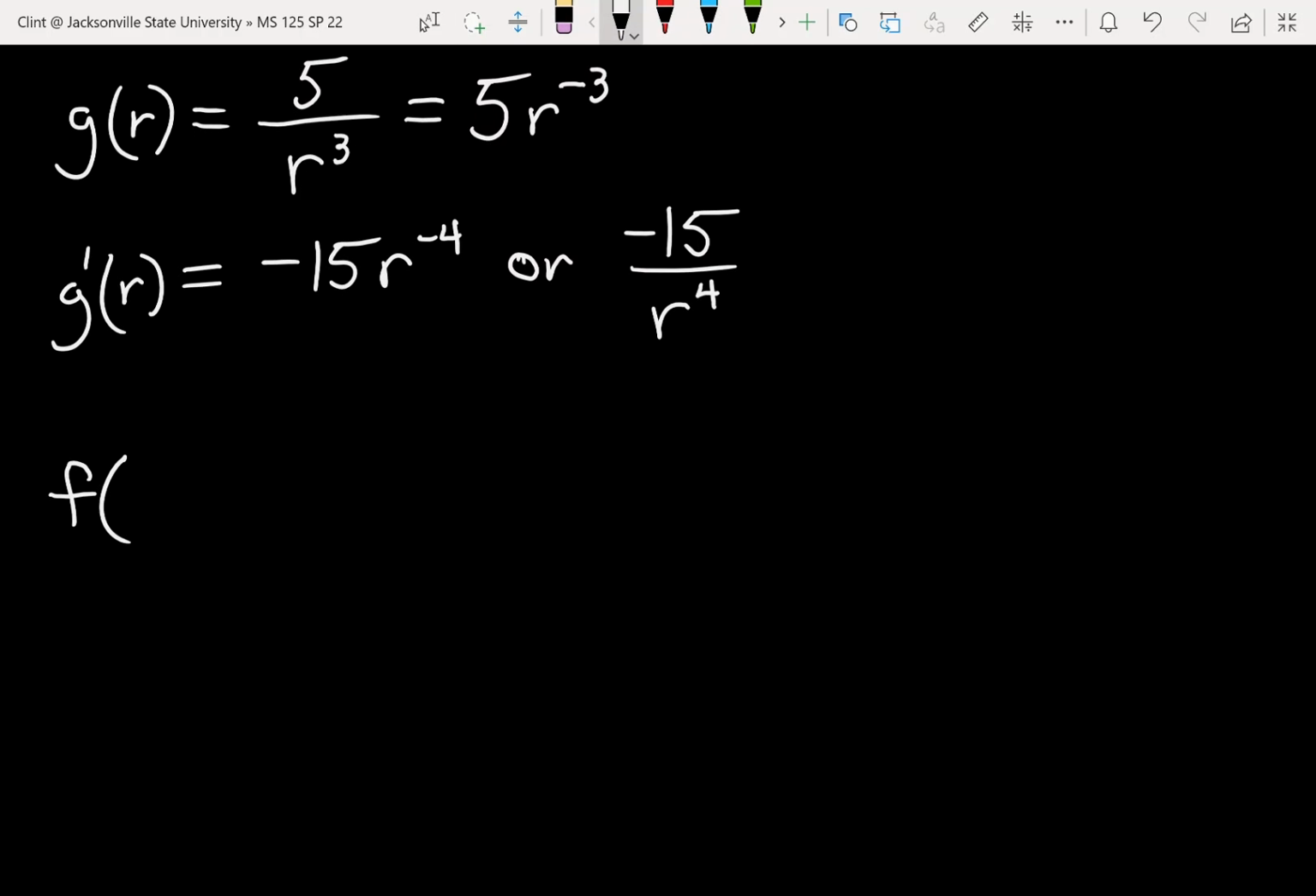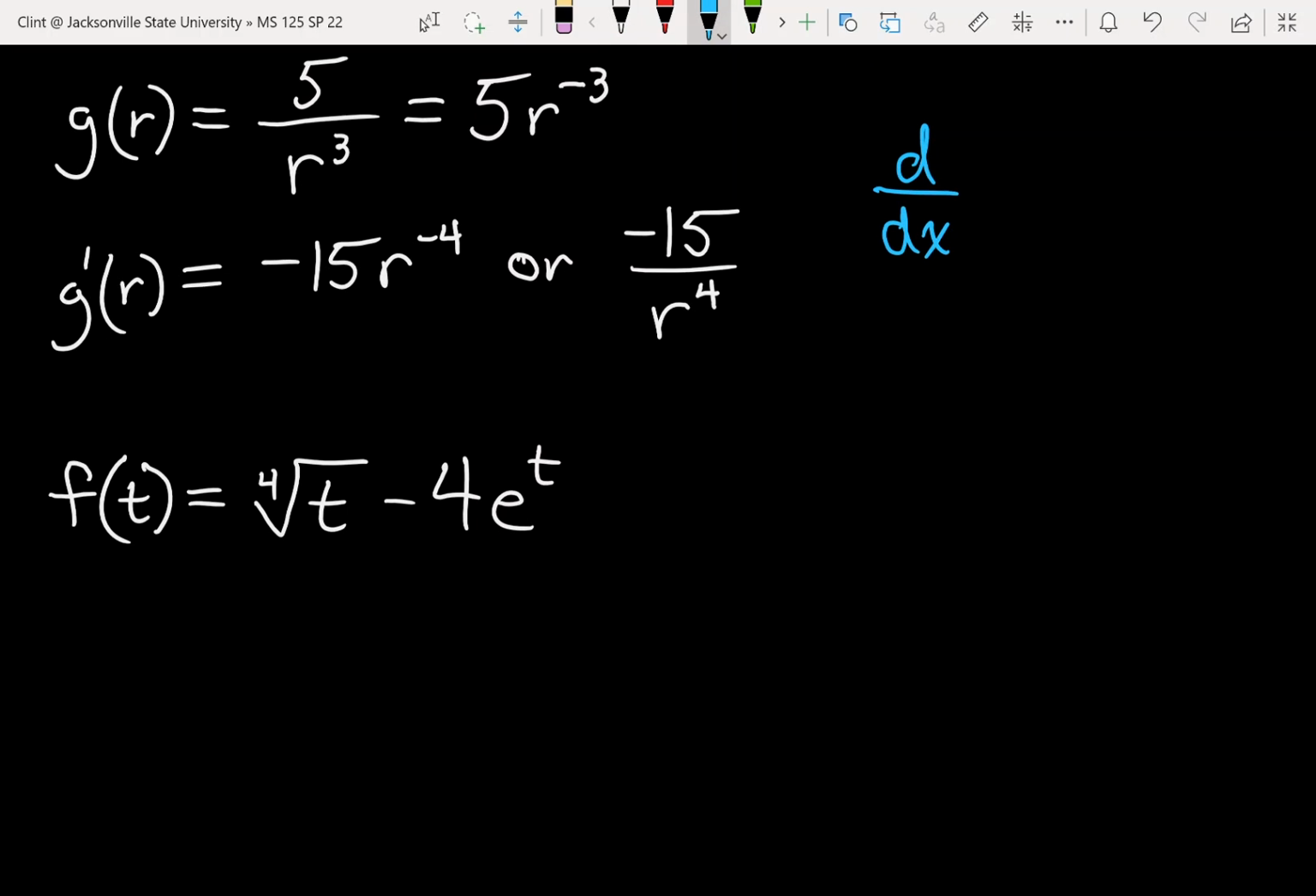What variable did I use? This one we got 4th root of t minus 4 e to the t. A couple of things going on in this one. We got to remember what to do with radicals, and then let's refresh our memory with e to the x. We want the derivative of e to the x. What's it going to be? The easiest one to remember. Oh, the e to the x.